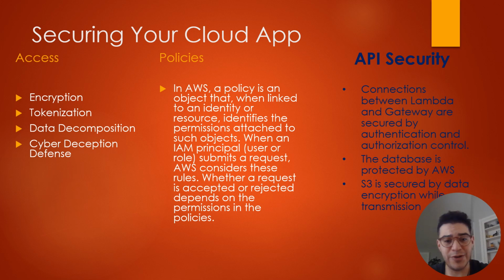Moving to API security, connections between Lambda and Gateway are secured by authentication and authorization. The database will always be protected by AWS. As y'all know, AWS is one of the safest cloud storage providers in the world right now. And S3 is secured by data encryption during transmission. So you'll be able to stay safe while having a serverless application or website.